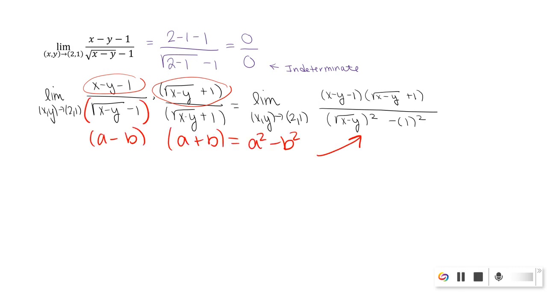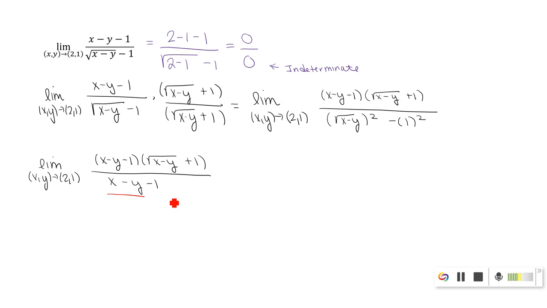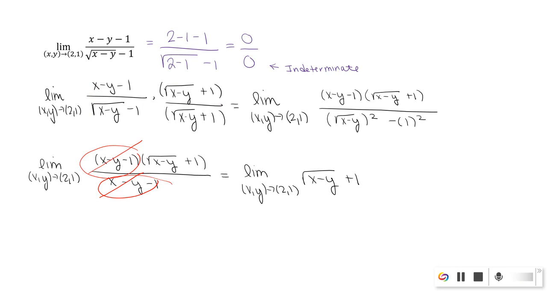On the bottom, I'm going to use that difference of squares formula to multiply my square root minus 1 times my square root plus 1. I'm going to end up with the square root squared minus 1 squared, and that turns into x minus y minus 1 in the denominator. Finally, it looks like we have a common factor in the top and the bottom. We can cancel out that x minus y minus 1, and I'm left with the limit as (x, y) goes to (2, 1) of the square root of (x minus y) plus 1.